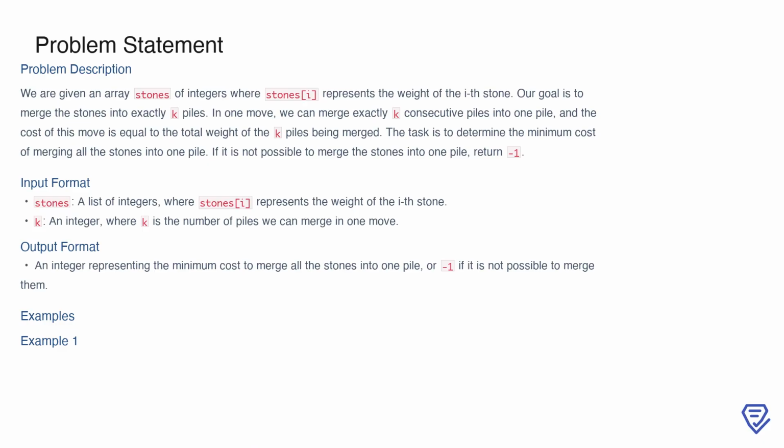However, if it is impossible to merge the stones into a single pile under the given rules, we should return -1. The input consists of an array of integers, representing the weights of the stones, and an integer k, which specifies how many piles can be merged in a single move. The output is either the minimum cost to achieve the merge, or -1 if it's not feasible. Now, let's explore some examples to better understand how this problem works.